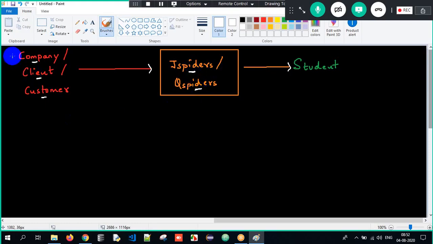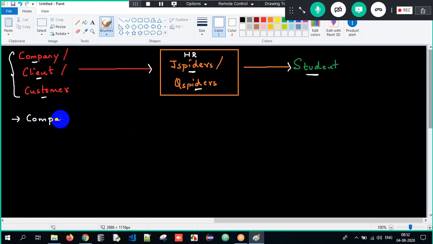Imagine the company is Infosys, TCS, Wipro, Amazon, or Flipkart. They have a few job opportunities, so they give the complete job description to the HR. In J Spiders we have someone called HR, human resource. HR is the one who will approach the students and make sure that they all register. The HR will inform the students the company name.